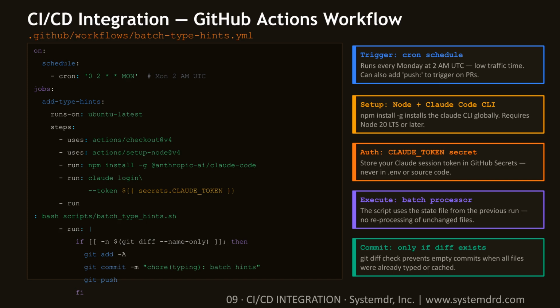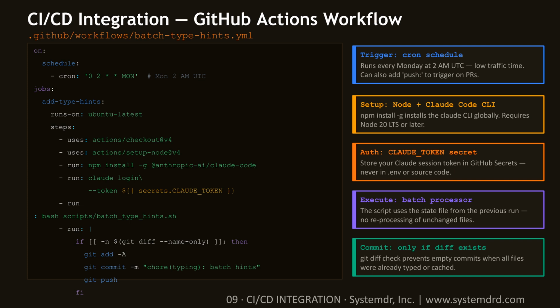In a real team environment, you would add a pull request target trigger so that any PR adding new Python files automatically gets type hints added before review. The reviewer sees typed code from the start, without needing to remember to run the script locally. What branch protection rules would you need to update to allow a bot to push directly to main? Most teams use a service account with limited permissions, rather than a developer's personal token.